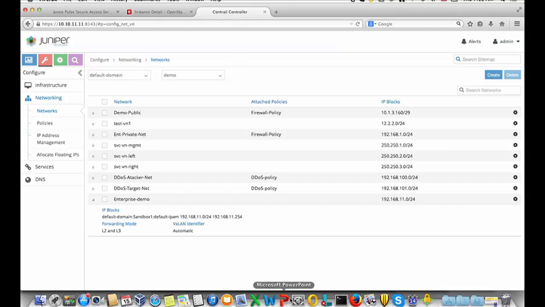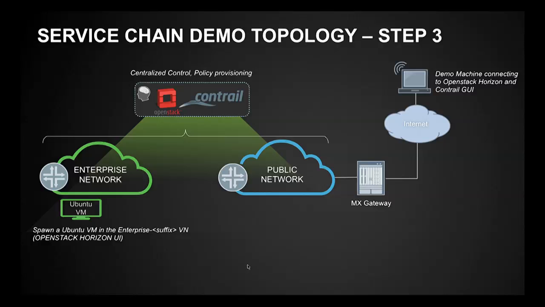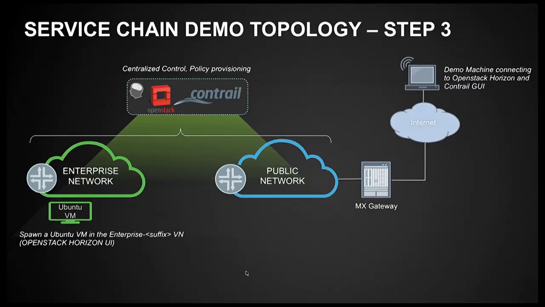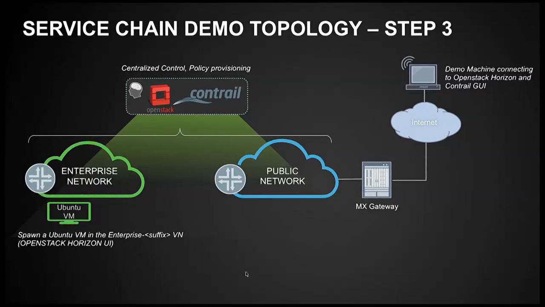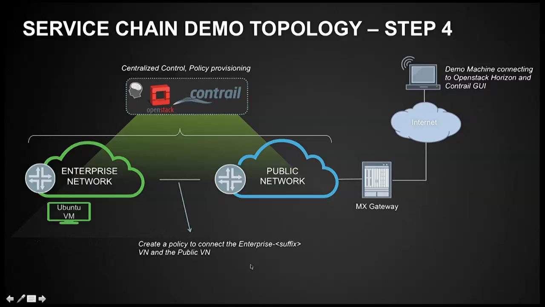So the next step we are going to do: now we have two separate isolated virtual networks. There is a public network and there is an enterprise network. The enterprise network has one virtual machine. The next step we need to do is to apply policy in order to connect these virtual networks. So the next step is to create a policy.